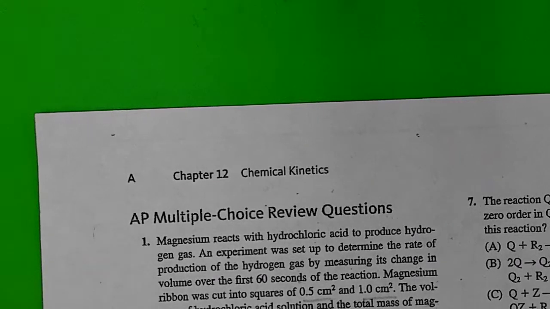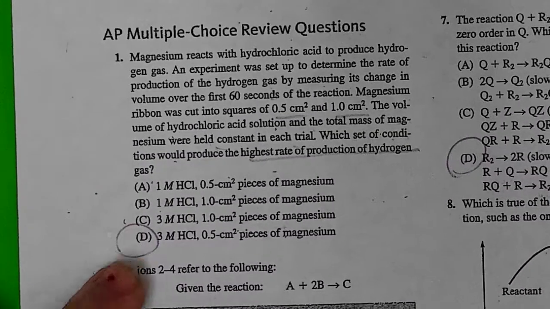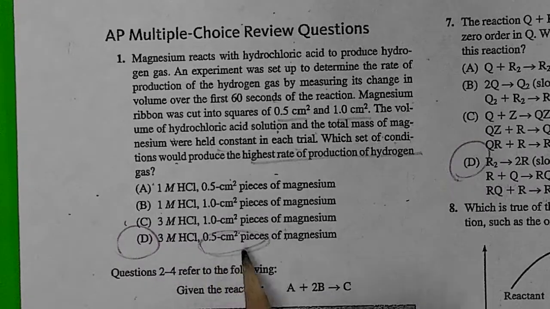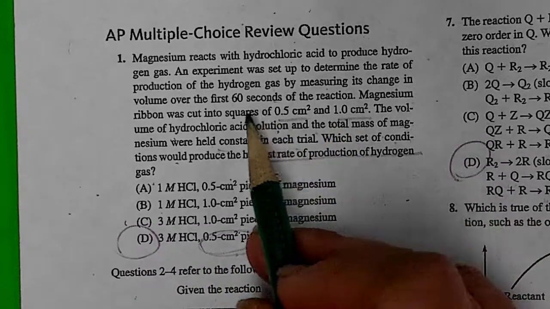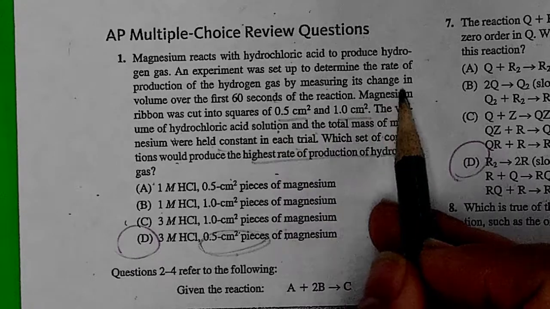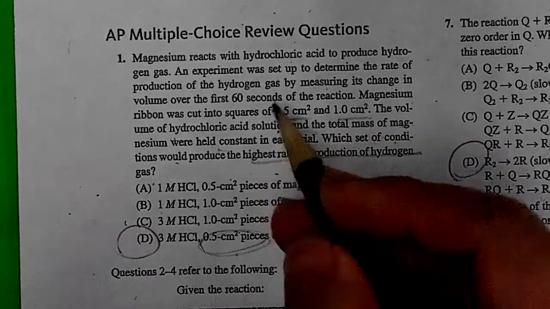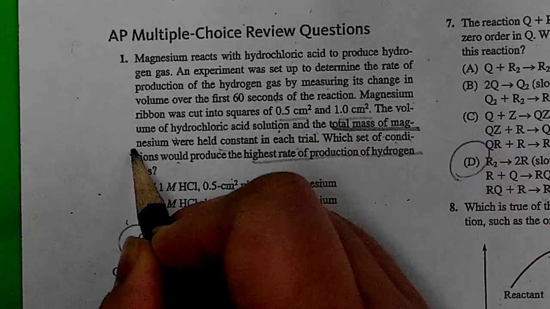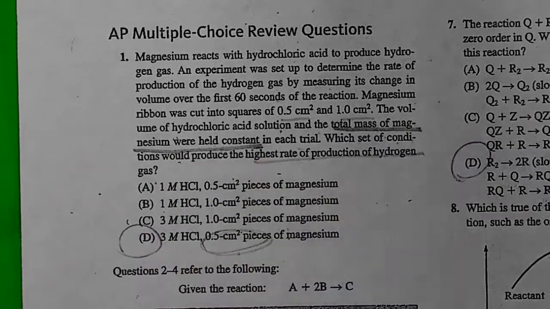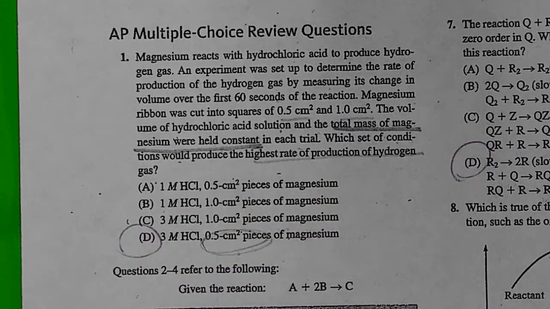So you have C and D to pick. You are picking D because of smaller pieces. You don't have more or less Mg, because they said the total mass of magnesium is constant. So the Mg doesn't change; what changes is the pieces. You can imagine one piece of 1 centimeter square or two pieces of 0.5. So therefore it's D.